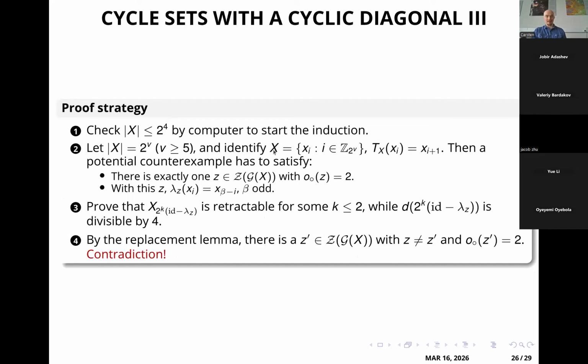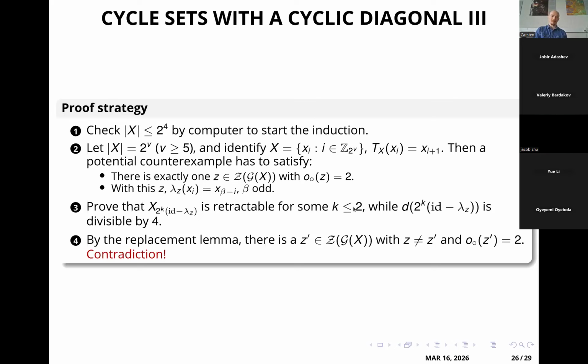We identify X with a cyclic group of order 2 to the v. And we then show that if we have a counterexample, so we have an irretractable cycle set, then there has to be exactly one central element of order 2. Why not 2? Simply because if we are given 2 of these elements, we can compose them and we get a shift. And we know that a shift is already in the fix. So what we show then is that some cabling by 2 to the k of 8 minus lambda z is retractable for small enough k.